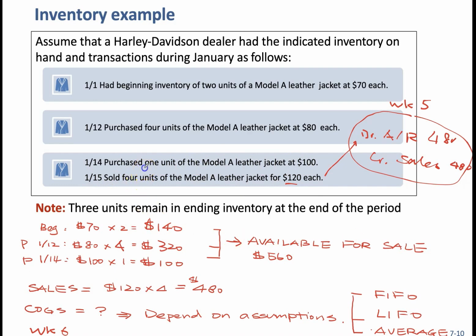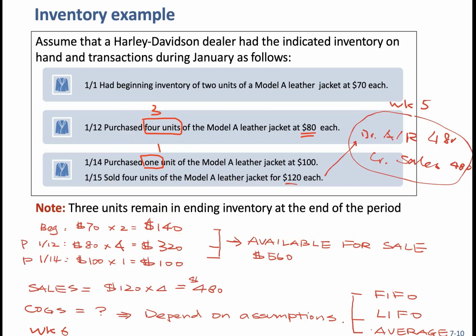So one piece should come out of the 100. And then 3 pieces should come out from these 4 units. So we take 3 from here, where each one is worth $80. So you take 1 from the last one, and then you move on to the earlier batches and take the rest from the earlier inventory.